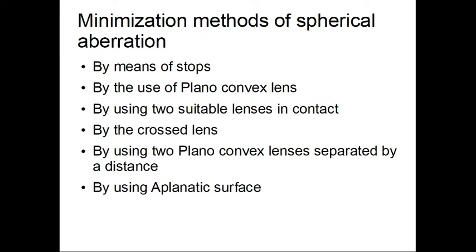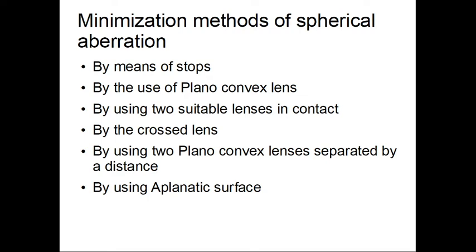And the next method is by using two plano-convex lenses separated by a distance. When we use two plano-convex lenses which are separated by a distance, we get the condition D equal to f1 minus f2, where f1, f2 are the focal lengths of the two lenses and D is the distance between the two plano-convex lenses.